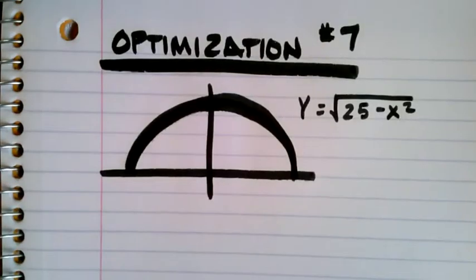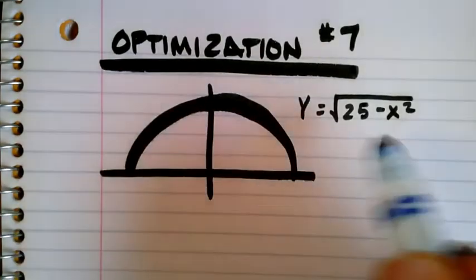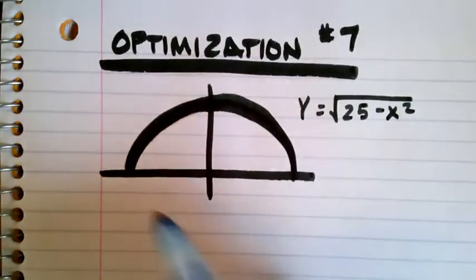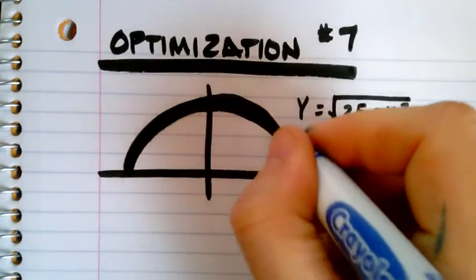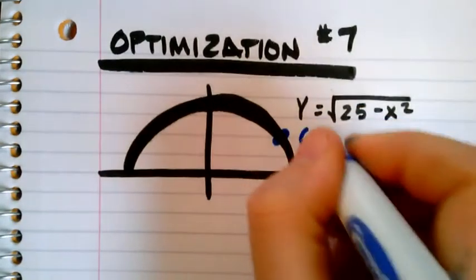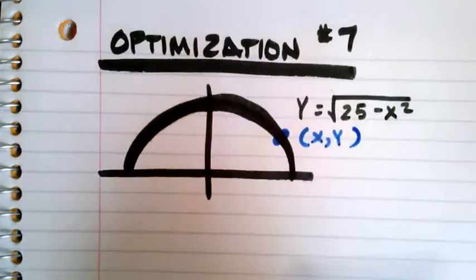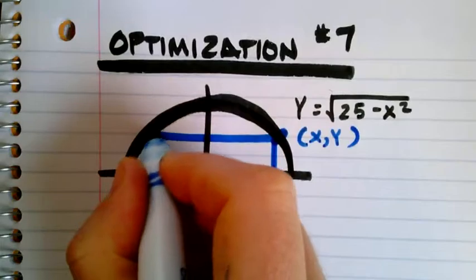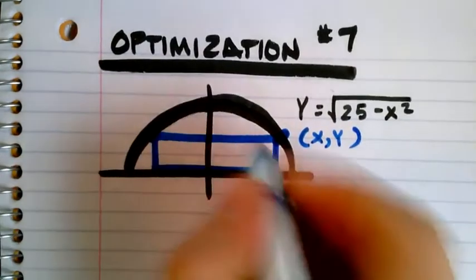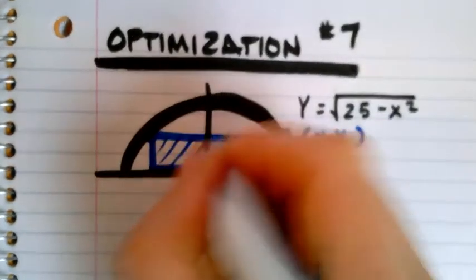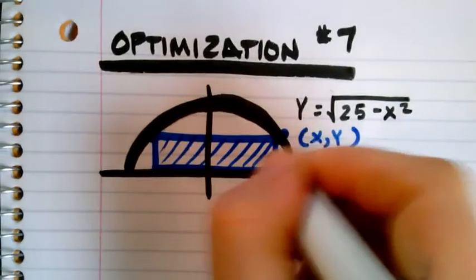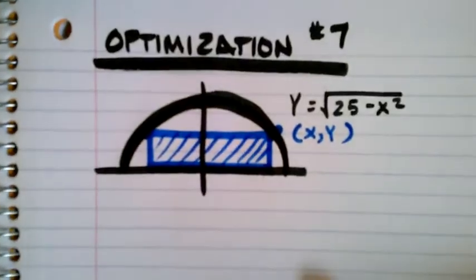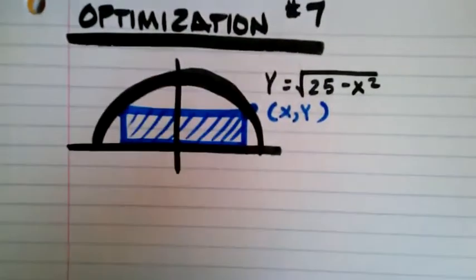Number 7, we are cruising now, and check it out. We've got this semicircle, and we pick some random point on the semicircle, x comma y, and we use that point to make a rectangle.